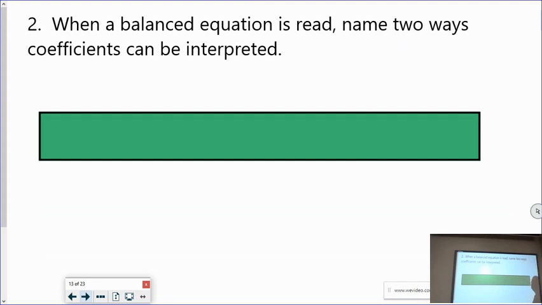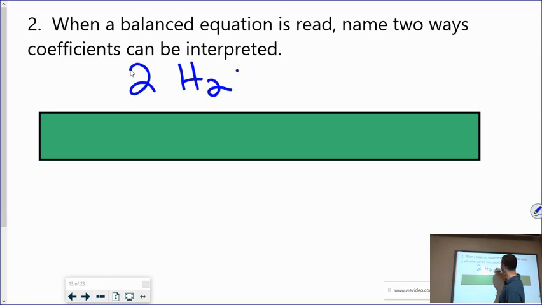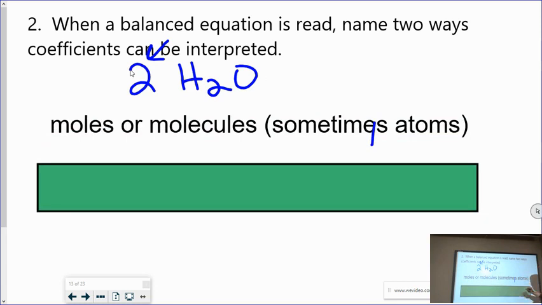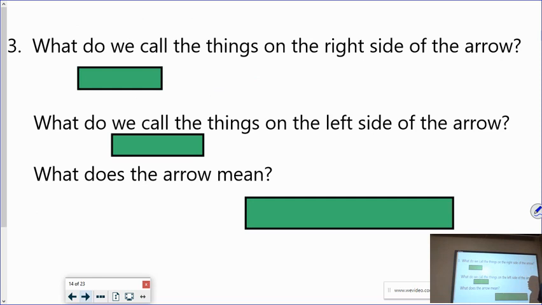When a balanced equation is read, name two ways that the coefficients can be interpreted. So those are those big numbers out in front, like 2H2O. This is a coefficient. How can that be read? Well, I can read that as 2 moles, and I can read it as 2 molecules, and sometimes I can read it as atoms in some chemical reactions, but very few.